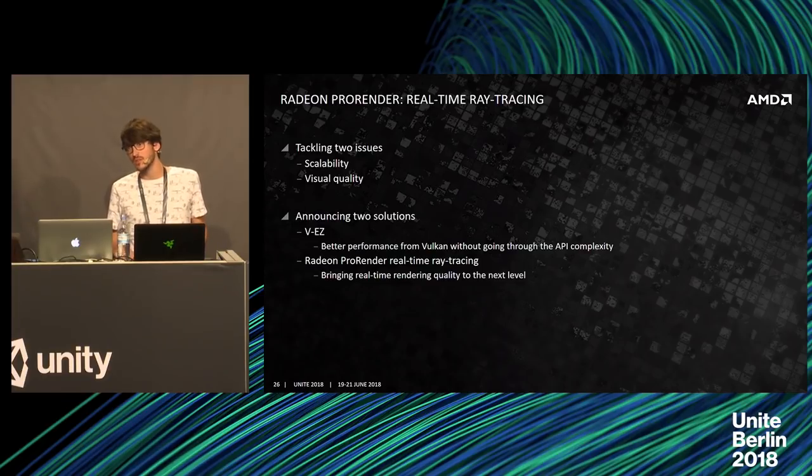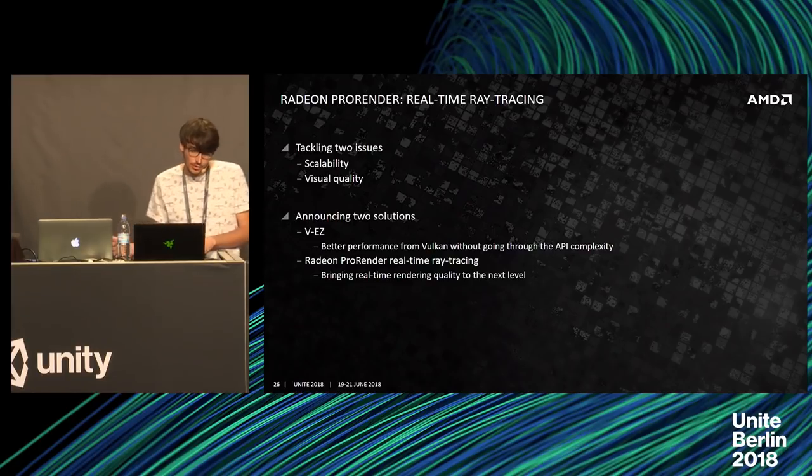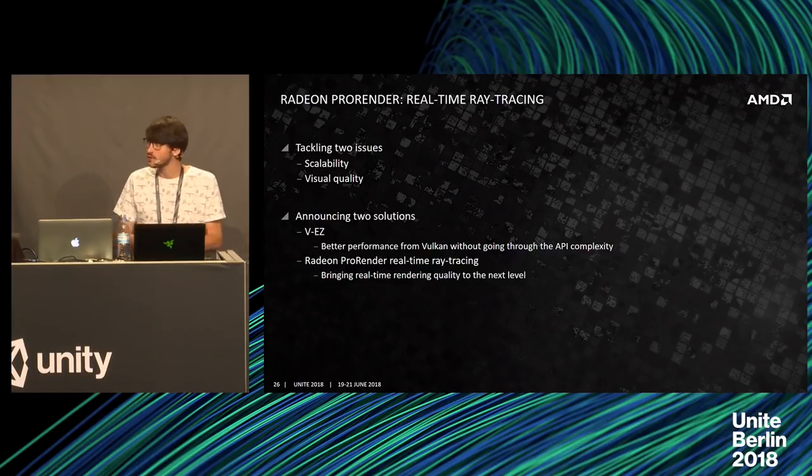We see Vulkan as the perfect solution for this, but Vulkan, as some of you may know, can be a little bit overwhelming when you want to learn it. There's lots of code, lots of concepts. So we introduced a library called Vulkan Easy, which I'm going to describe further in the next slides. The idea is you can keep most of the improved performance from Vulkan, but you don't have to go through its API complexity. And the second issue, of course, is visual quality, which we'll tackle with real-time ray tracing using ProRender.